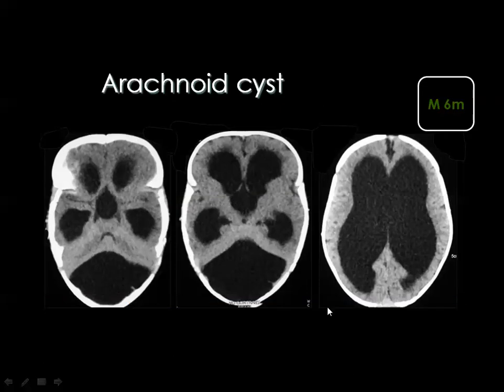Then this is the arachnoid cyst. Here you see a big cyst posterior to the cerebellum, but this cyst is not communicating with the fourth ventricle. The fourth ventricle is actually compressed by this space occupying lesion. Also, the cerebellum is compressed by this space occupying lesion. Consequently, you get supratentorial hydrocephalic changes.